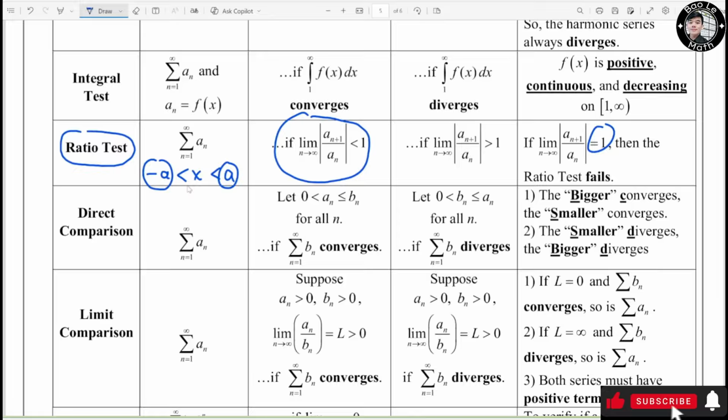Now, if you use the geometric series to check for the interval of convergence, you don't need to check the endpoints, because by the geometric series, the series converges when the absolute value of the common ratio is less than 1, which is the same thing as -1 less than r less than 1, right?